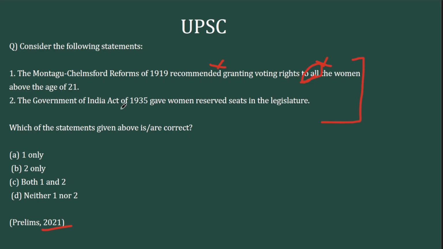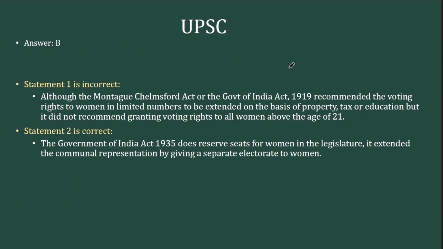Next, the Government of India Act 1935 gave women reserved seat in the legislature. Now that's correct, partially correct, because it recommended, but it didn't come exactly. But after that, the states started giving and everybody started giving. So in general, the statement can be qualified to be correct. So the right answer here is B, option 2 only. So that's the nature of questions that are coming for UPSC from a specific theme over a period of time.